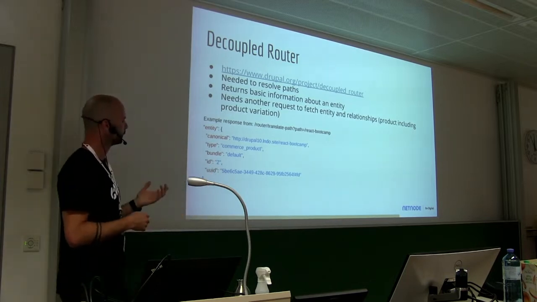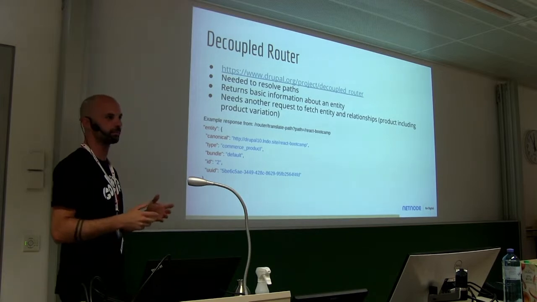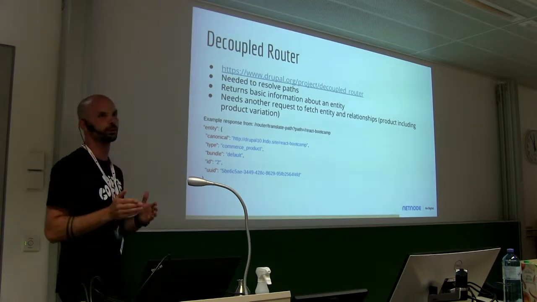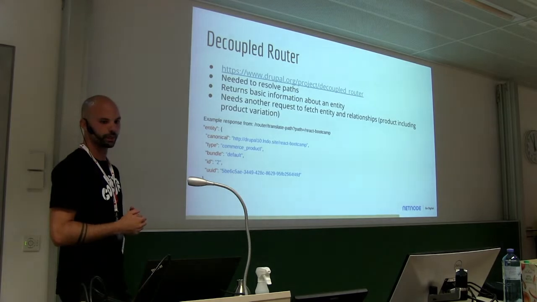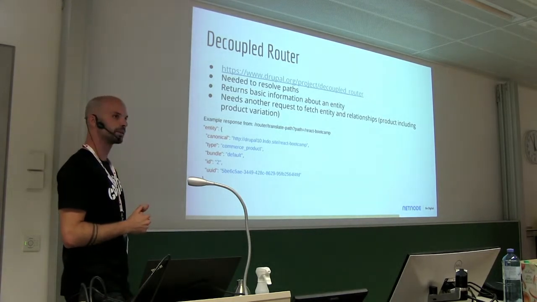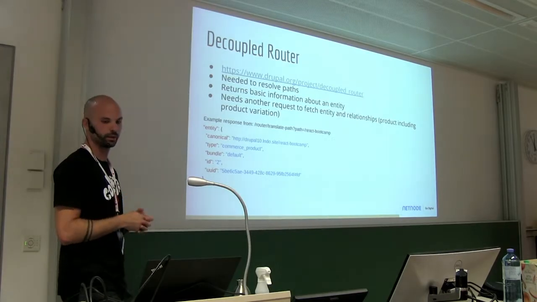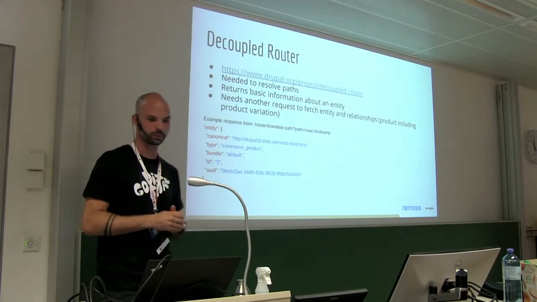And then you need to do another request to get the entity information. For example, if you want to have the price, the description, and so on. You could use the sub-request module for this to put both requests into one. And we didn't do that for the prototype.